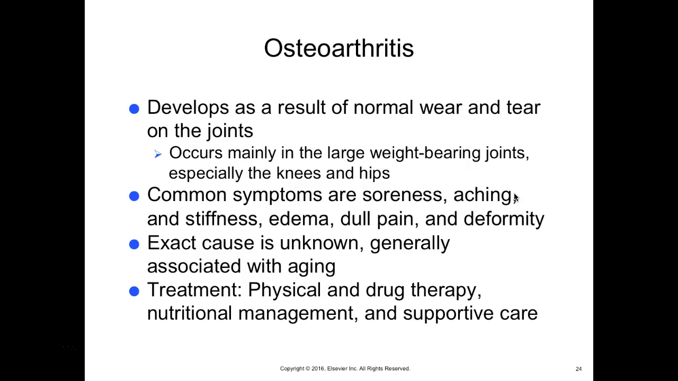Common symptoms are soreness, aching and stiffness, edema, dull pain, and deformity. The exact cause is unknown, but it is generally associated with aging. And then treatment: physical and drug therapy, nutritional management, and supportive care.